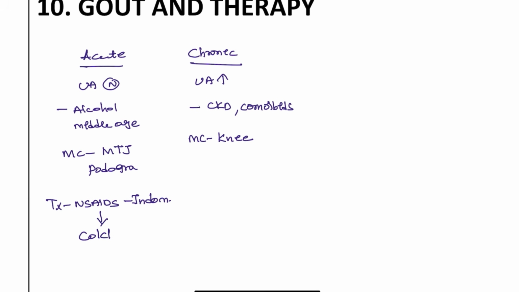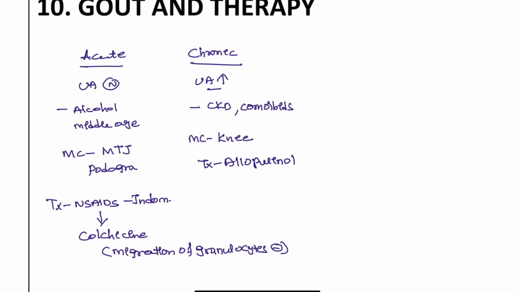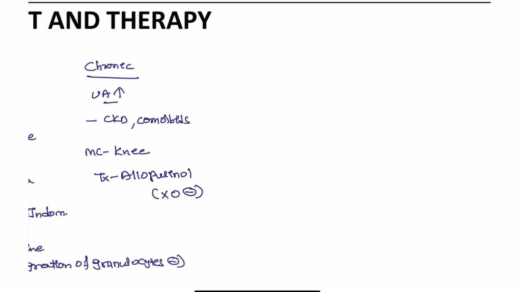You can add colchicine. Colchicine prevents the migration of granulocytes, so the inflammation is decreased. It inhibits the migration of the granulocytes. For chronic treatment, you have to lower the uric acid levels, so allopurinol. Allopurinol's mechanism is xanthine oxidase inhibition. This is for acute and chronic.